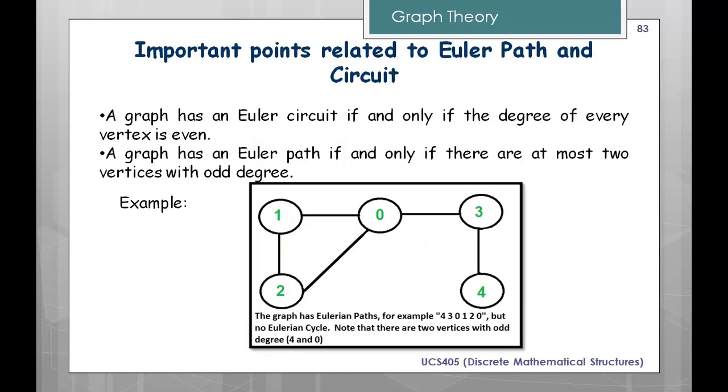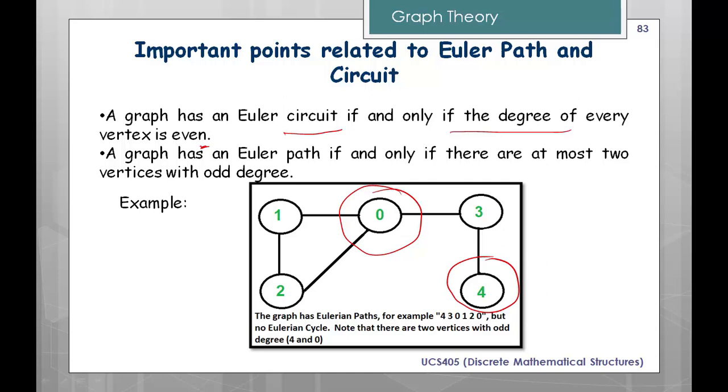Next are important points related to Euler path and Euler circuit. A graph has an Euler circuit if and only if the degree of every vertex is even. So this graph will contain an Euler circuit if the degree of every vertex is even. But in this case, not every vertex has even degree, because 0 is of degree 3 and 4 is of degree 1. So that's why it does not contain any Euler circuit.